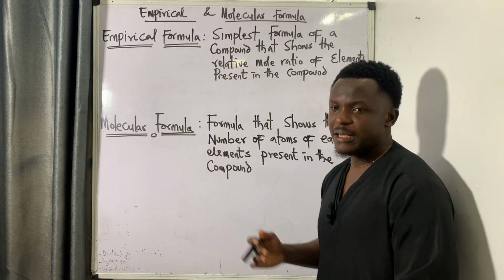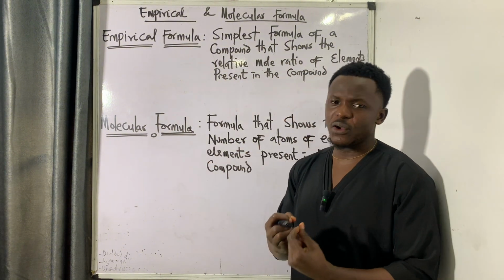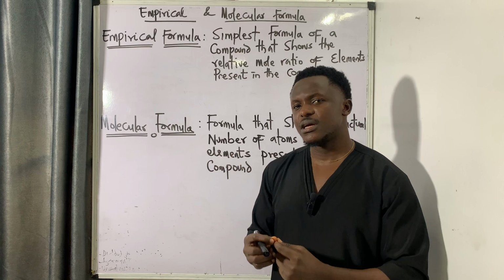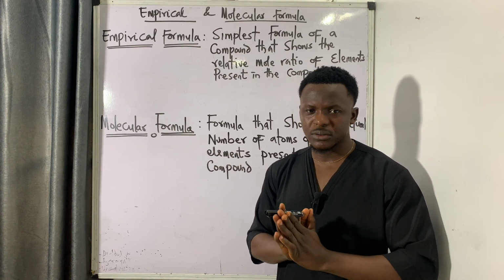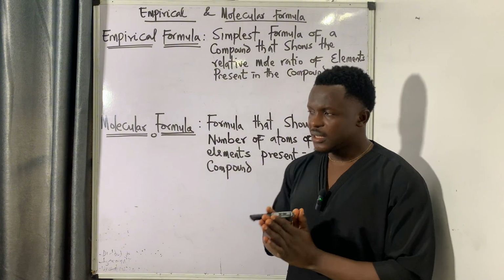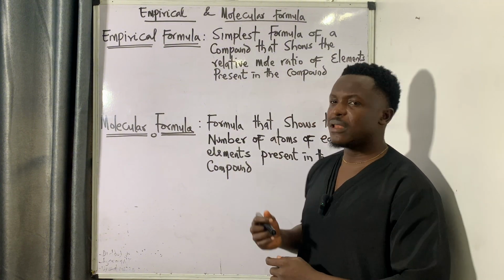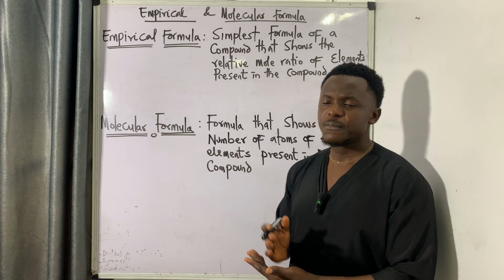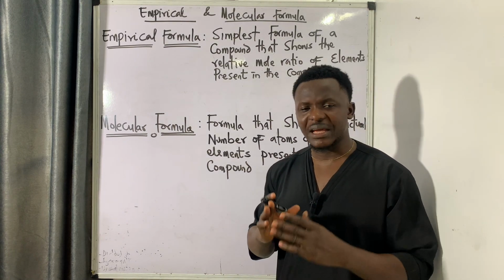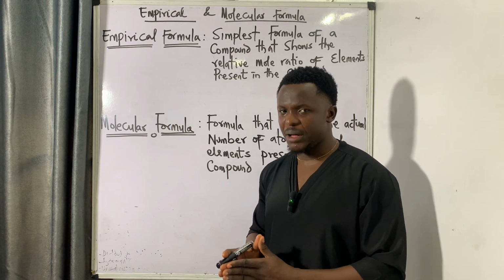Now, empirical formula is the simplest formula of a compound that shows the relative mole ratio of the elements present in the compound. All right. Now, I repeat, empirical formula is the simplest formula of a compound that shows the relative mole ratio of the elements present in the compound.